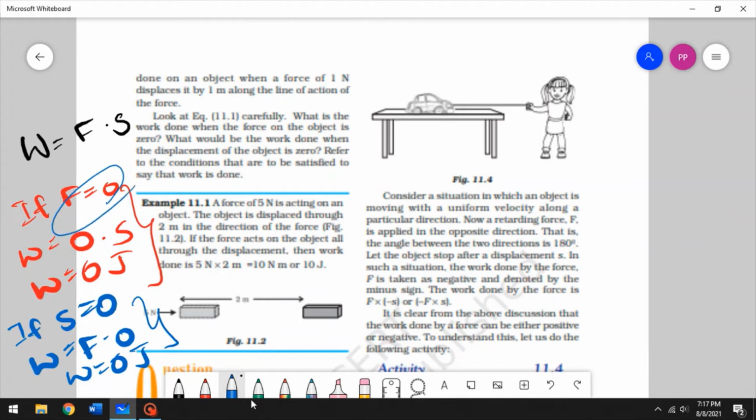You were just sitting there doing your work, studying, or doing your office work or whatever, right? There was no force, the force was 0, so the work is 0 joules, alright?